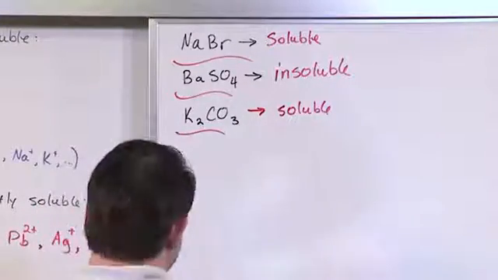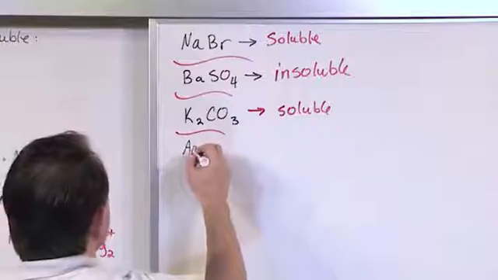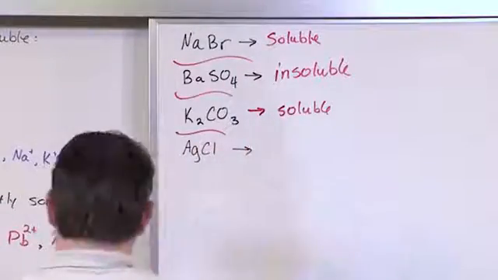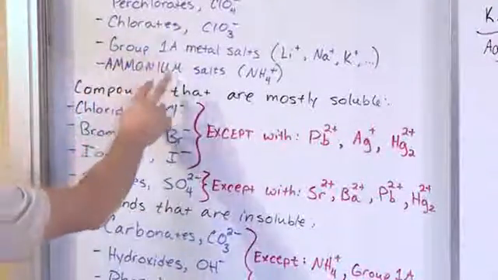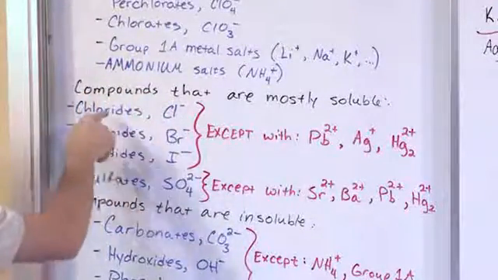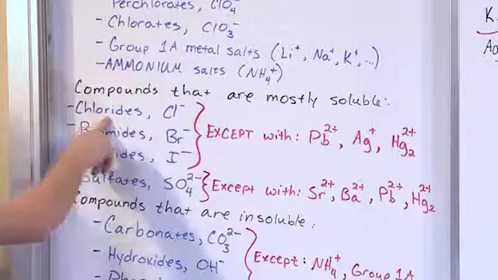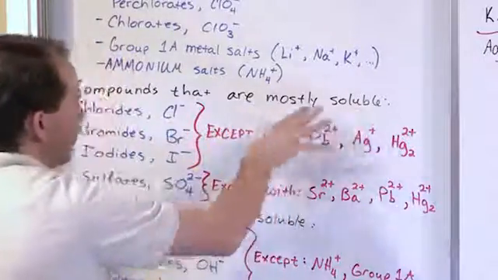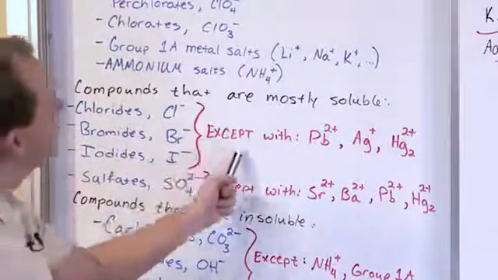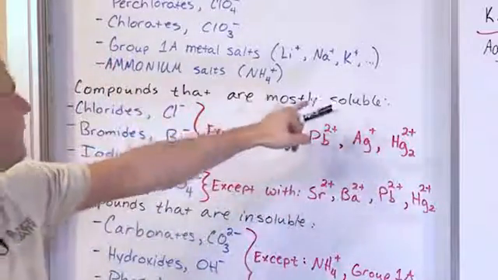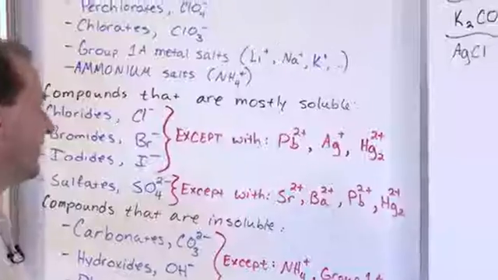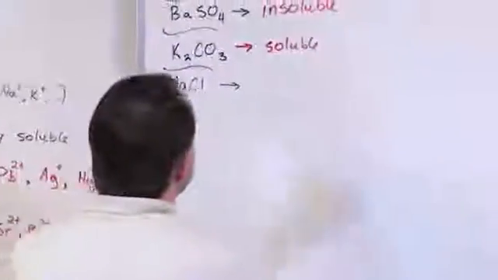Okay, what's next? I have silver chloride. Okay, silver chloride. So I go up here. It's not a group 1A metal salt. Okay, so I've got chloride. I found the chlorides right here. Most chlorides are actually soluble to some degree, except when it's combined with lead, silver, or mercury. And this is silver chloride, so it's not soluble at all. It's insoluble because it's an exception. So this is insoluble.